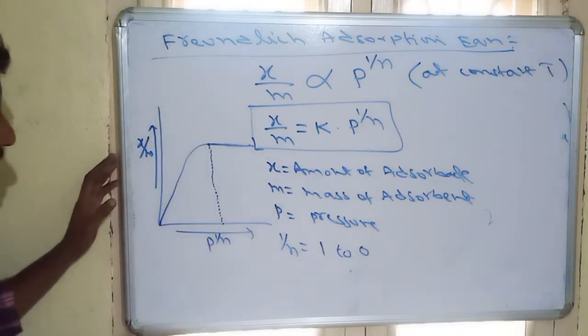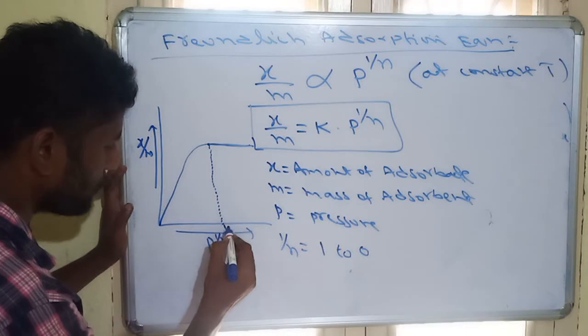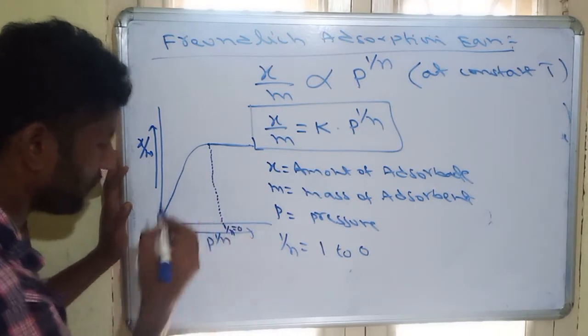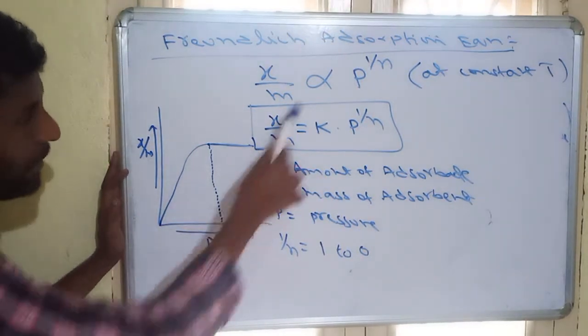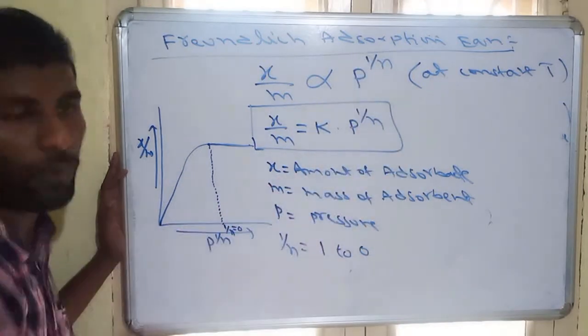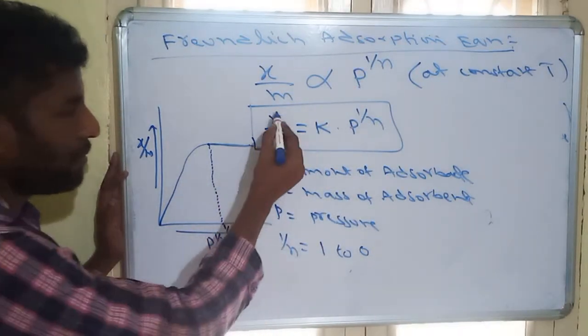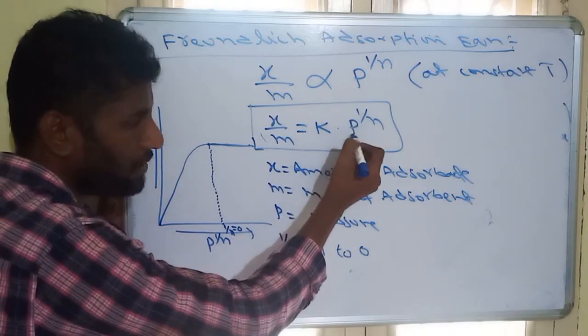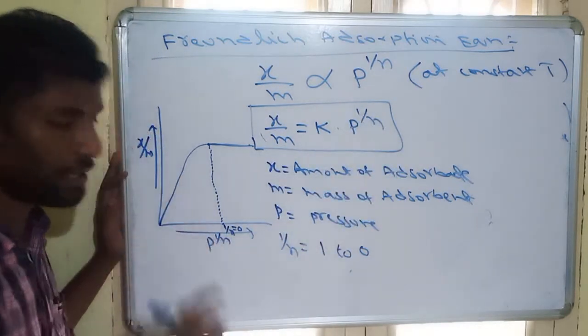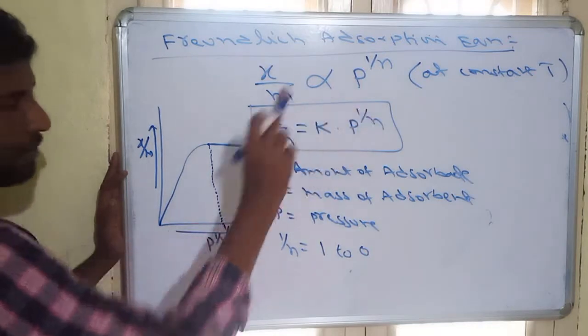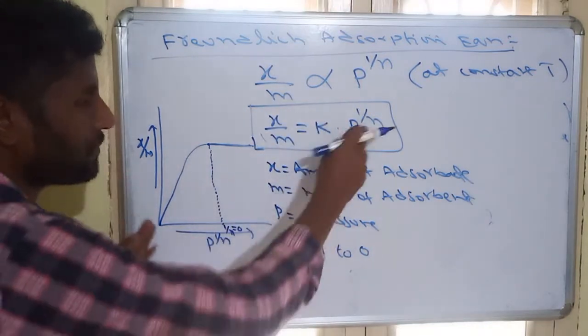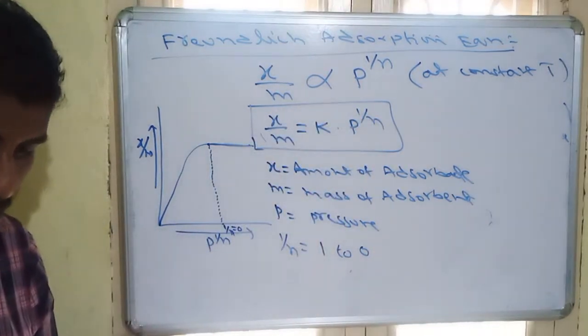So that means for a particular value, this 1 by n value will be 0. When 1 by n is 0, p power 0 will be 1. That means x by m is equal to a constant. So x by m is always constant when the 1 by n value reaches 0. So that's why we have to take the 1 by n value. Why are we using 1 by n?